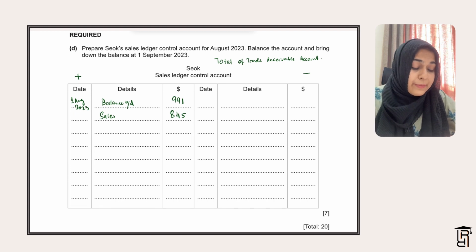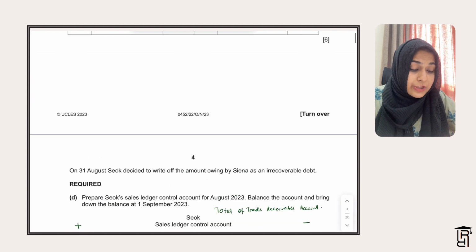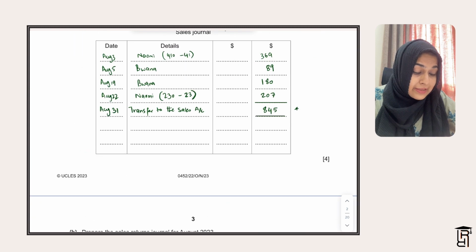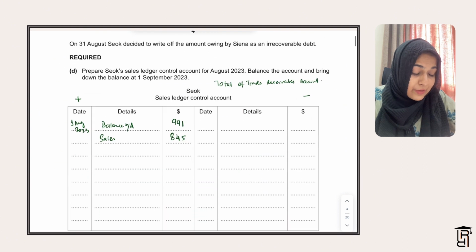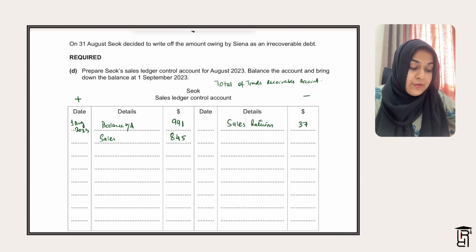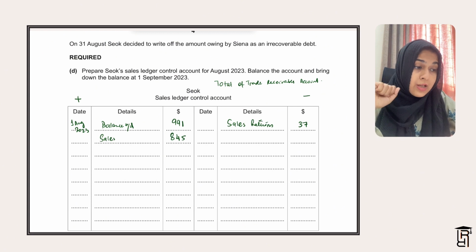Then we also have made the sales returns journal here, so you need to record this on the credit side. Sales returns journal total is 37, so I record this on the credit side of this account. I write here sales returns, 37. So sales returns basically reduces our trade receivables, because when the trade receivables return goods, they owe us less than before returning.